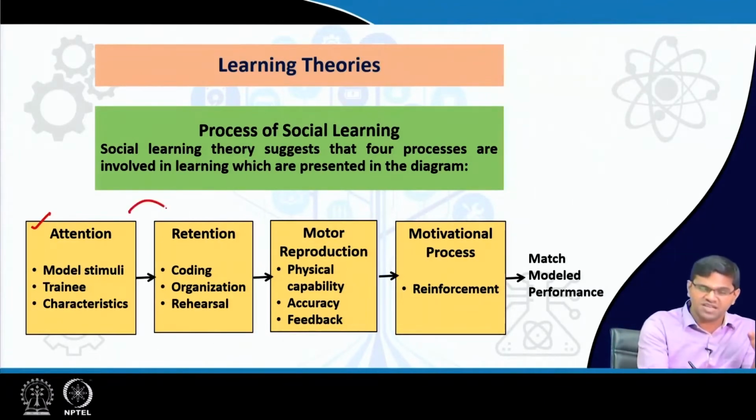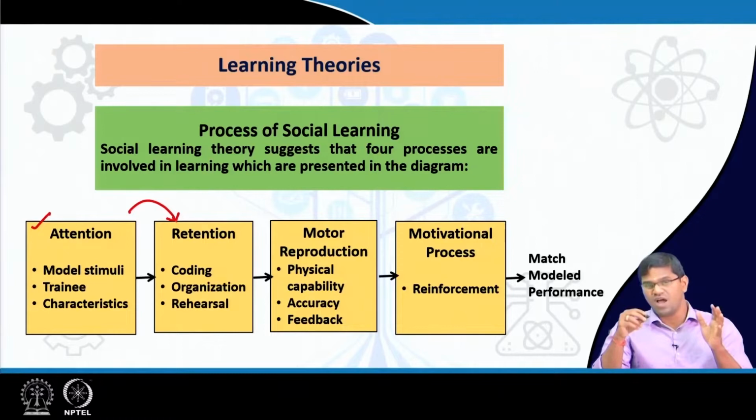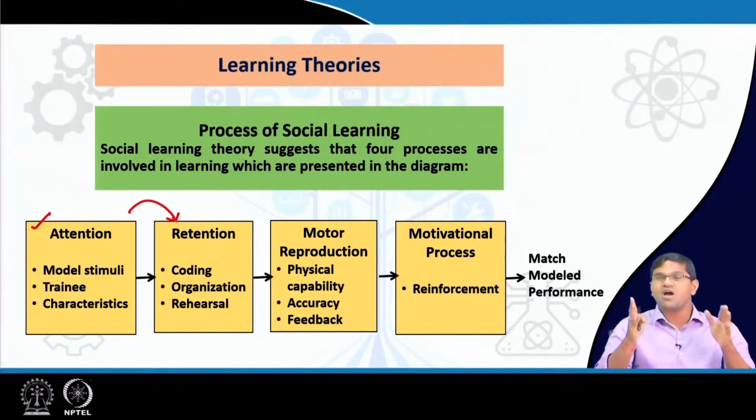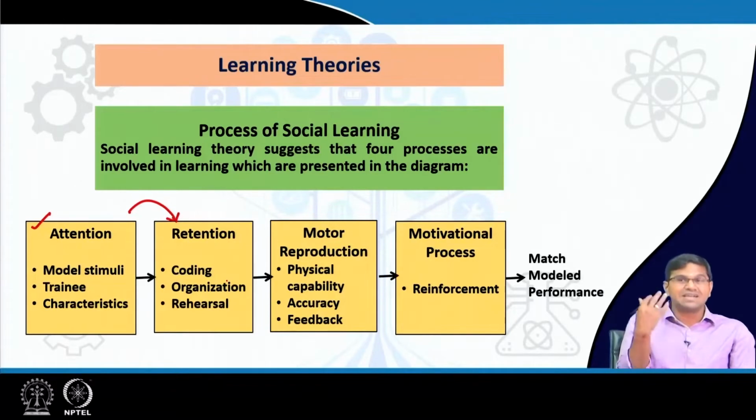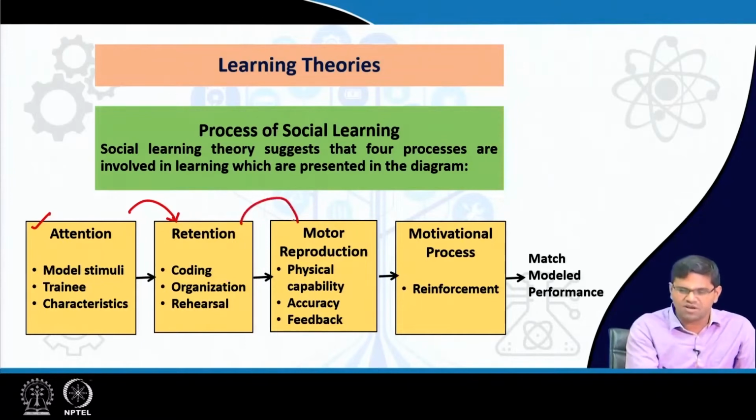Then comes the next stage, the retention phase. Now you want to retain whatever you observed: how they performed in particular instances, how they responded during conflict situations in the workplace, how they manage their subordinates or employees, how they respond to a customer or a client. Then you are trying to code it, and you will be able to learn and retain how my model actually performed in similar instances. Now comes motor reproduction.